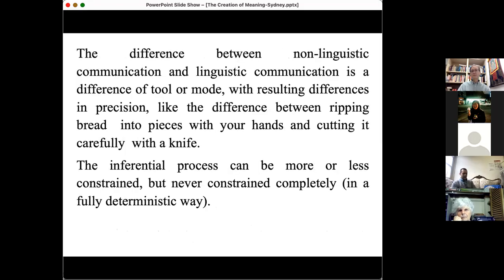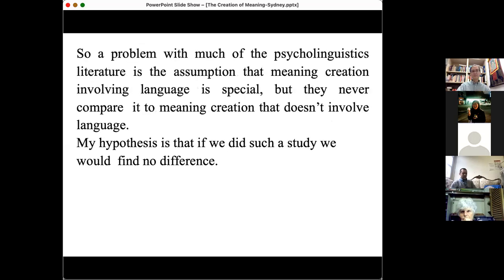The difference between non-linguistic communication and linguistic communication is the difference of tool or mode, with resulting differences in precision, like the difference between ripping bread into pieces with your hands and cutting it carefully with a knife. The inferential process can be more or less constrained, but never constrained completely in a fully deterministic way. Even when we write laws, we try to constrain the interpretation as much as possible so there's no room for other interpretations, but yet we still need a Supreme Court to tell us what the laws mean. And the interesting thing is that different sets of judges on the Supreme Court can tell us the law means different things. So there's never a fully deterministic meaning.